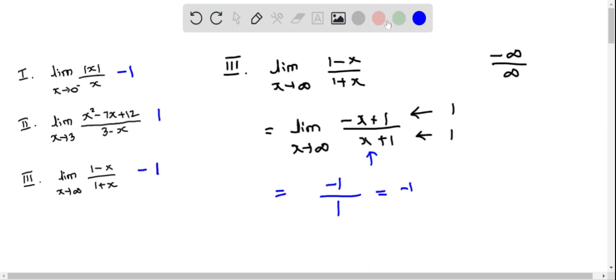Clearly we can see that only the limits given in the first as well as the third are getting the value of negative 1. So therefore the answer to this question is that the first as well as the third limits are equivalent to negative 1, which means option B is correct.